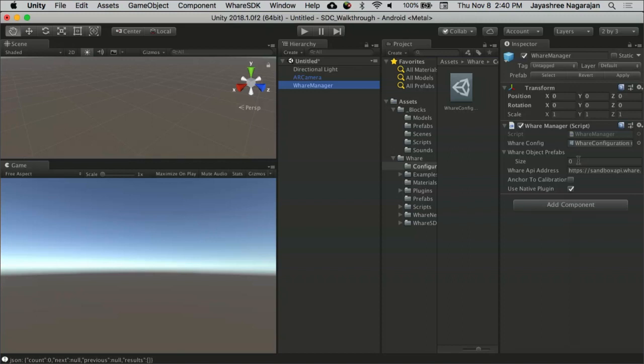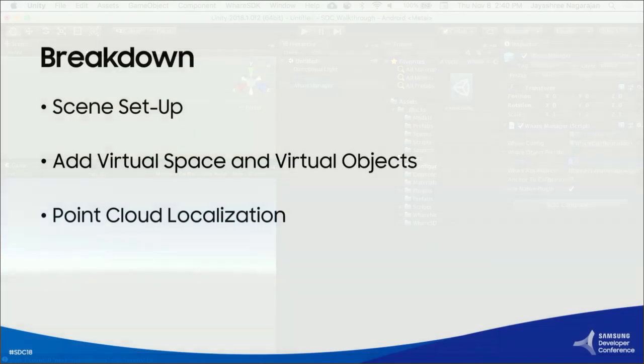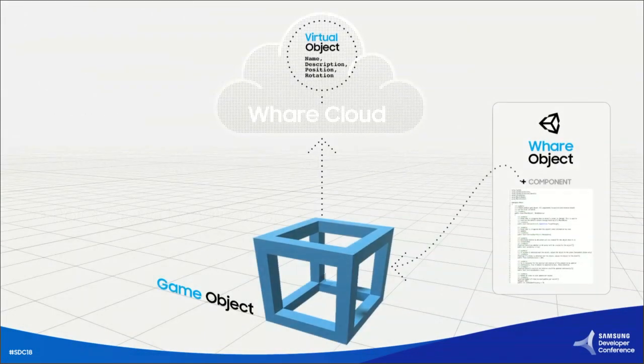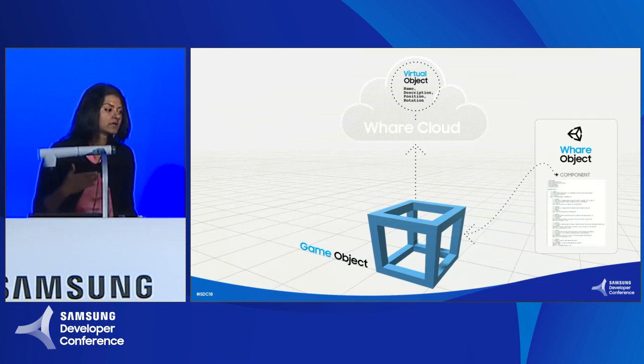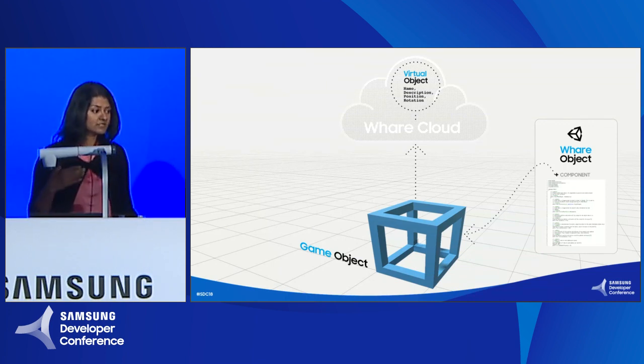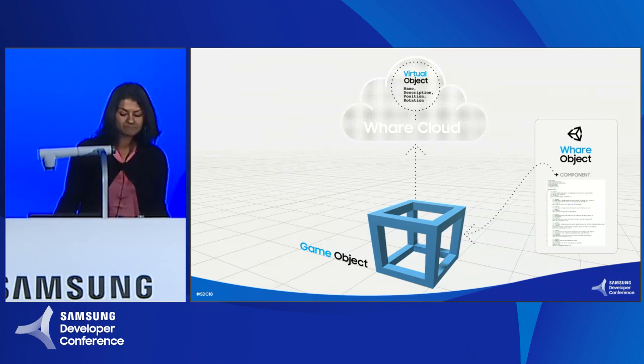And the second is a reference to a list of Whare object prefabs. Now, what are Whare objects really? Whare objects are essentially game objects in the scene that are also cloud aware. That means these objects can persist across different app sessions and are capable of being interacted with in a multiplayer setting. And you can make any game object into a Whare object by attaching the Whare object component to it.